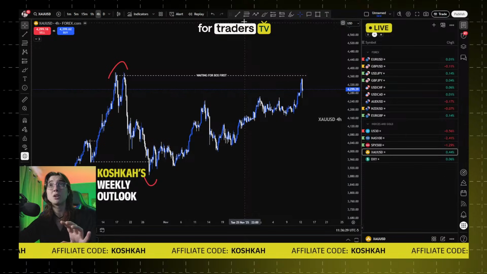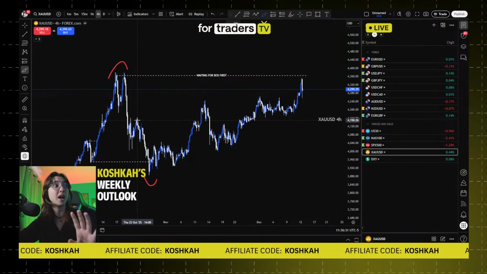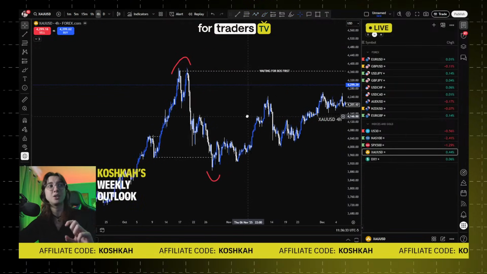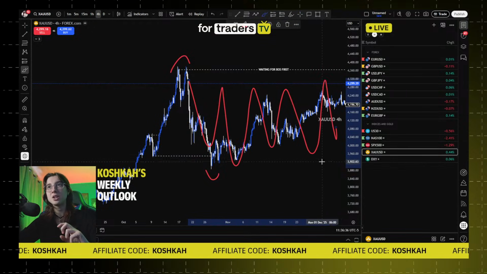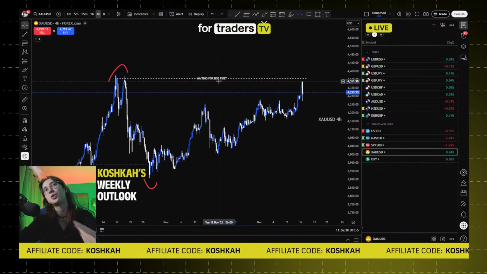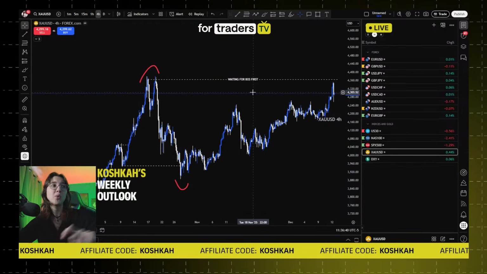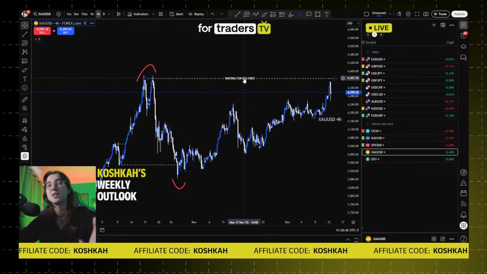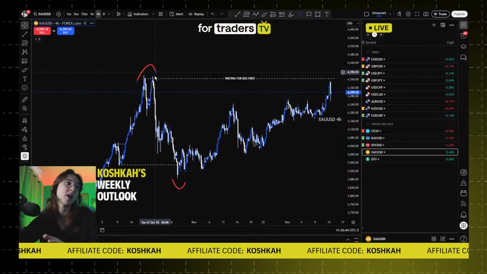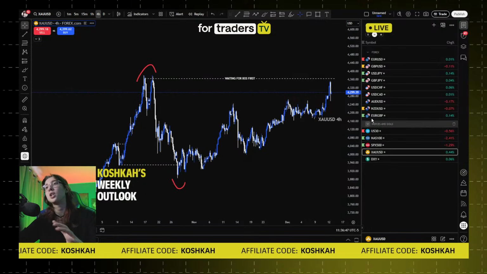Okay, according to my strategy, everything that is going on between a high and a low, like I was explaining, is internal. So everything right here is a consolidation. We're waiting for the break of structure first. When we're going to have the break of structure first, then we can look for some trades, but right now there's nothing to do according to my strategy on gold.